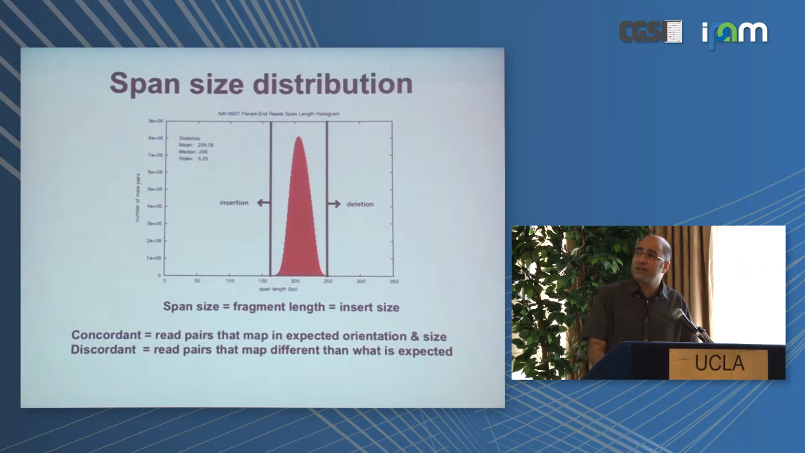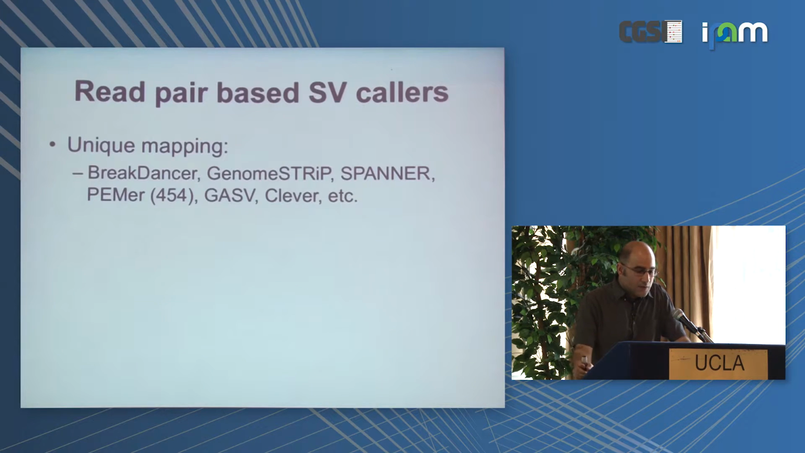So just one more time, the distribution that I was talking about: the pairs that map outside of this distribution are the discordant ones and the ones that we are interested in. There are a lot of methods developed for calling structural variations using read-pair. Maybe 30, 40 methods till now have been developed for using read-pair signatures for calling structural variation.